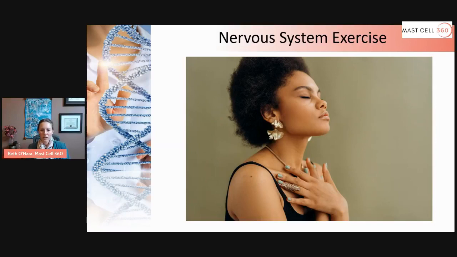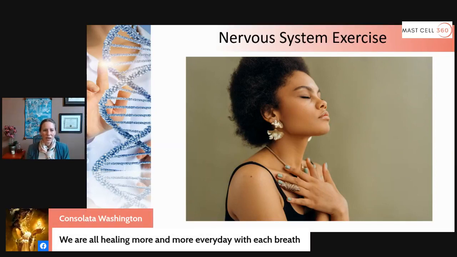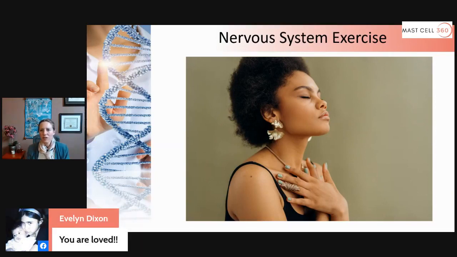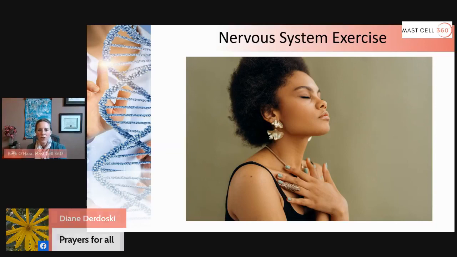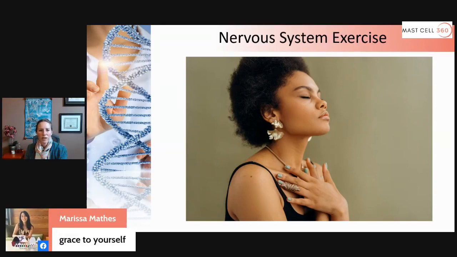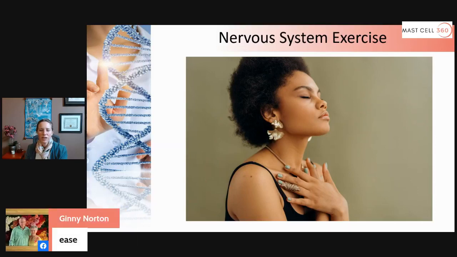So this is an exercise I've not shared before, but it's such a simple one. It takes practice. And let's see what happens as we do this in a community, because it's more powerful. So we've got Evelyn. Let's go to Consolata. It jumped on me. We're healing more and more every day with each breath. Evelyn says, you are loved. We've got prayers for all. Grace to yourself. Jenny says ease.